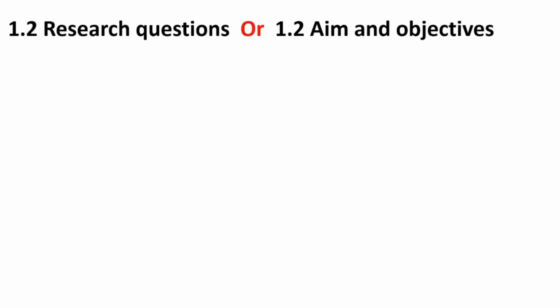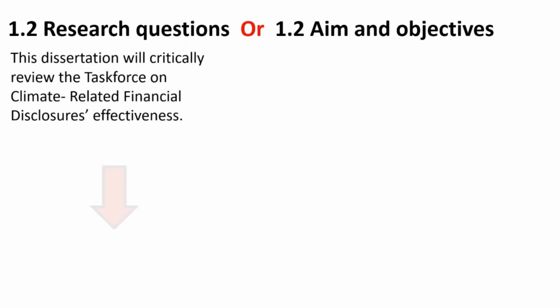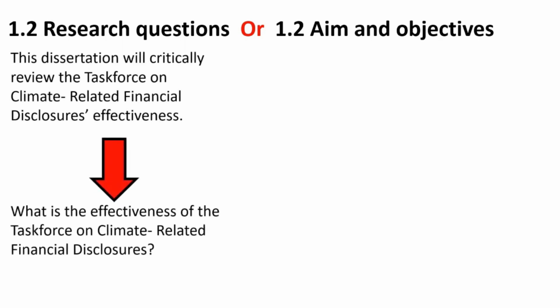So after 1.1 Context of Study, then you move to 1.2. In this 1.2 section, you can either do research questions or aim and objectives. Research questions is essentially your aim rephrased into a question. It is that simple. So if you have 2 or 3 central aims, rephrase those aims into a question format. However, I prefer to do aim and objectives because it's much clearer, much more concise. And sometimes if there's 3 aims or 3 research questions, it can become muddled.